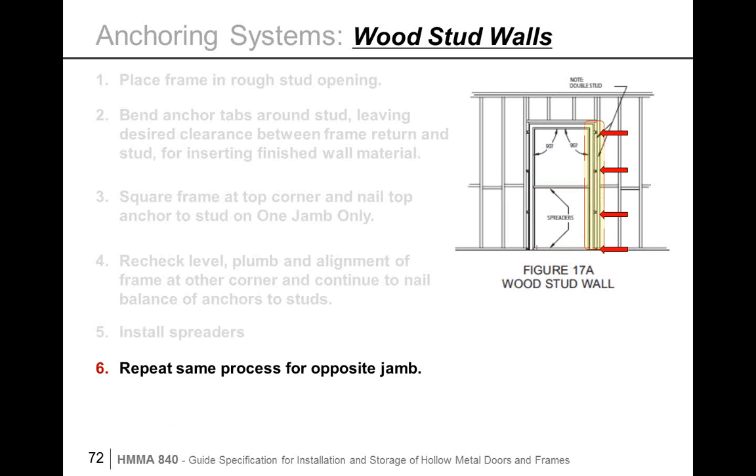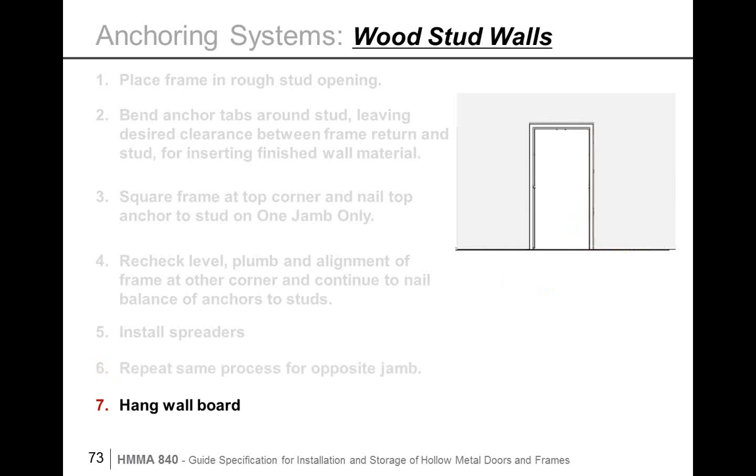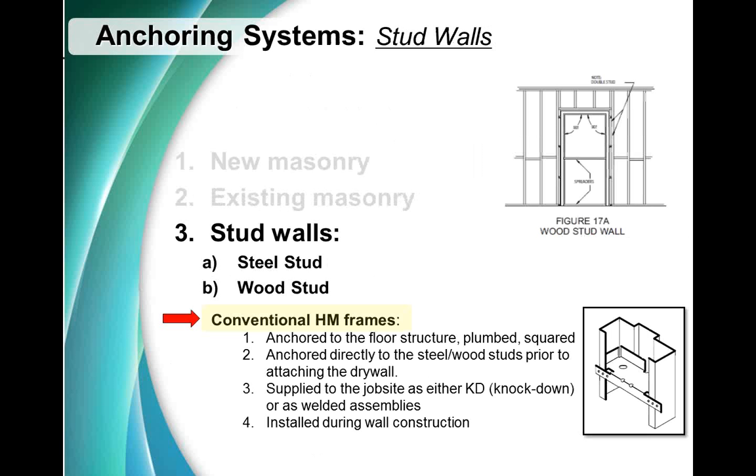Then the frame is anchored on the opposite side. And again, all the processes, squaring, leveling, ensuring fasteners are seated properly, all that has to take place. That's the contractor's responsibility. After that, the wallboard is installed and it's totally finished. The frame is anchored, squared. Everything is all set for hanging the door and the hardware. That's pretty much the process for the stud wall applications in conventional hollow metal.